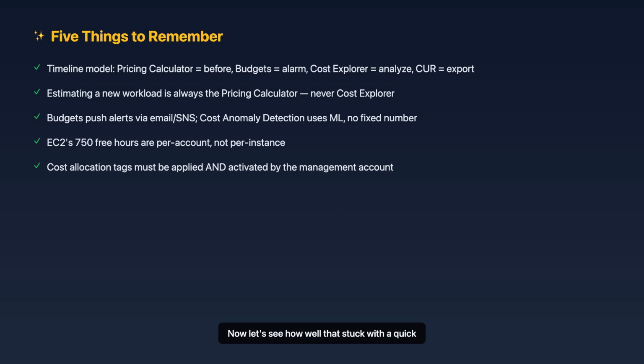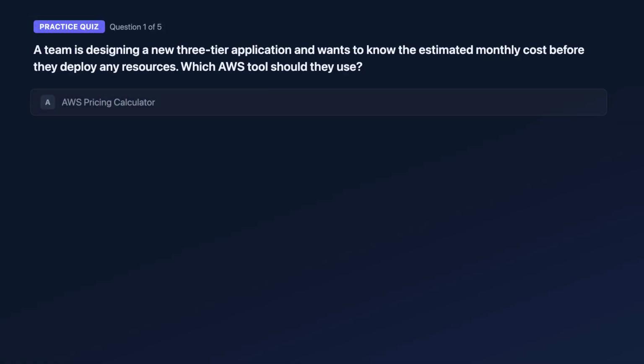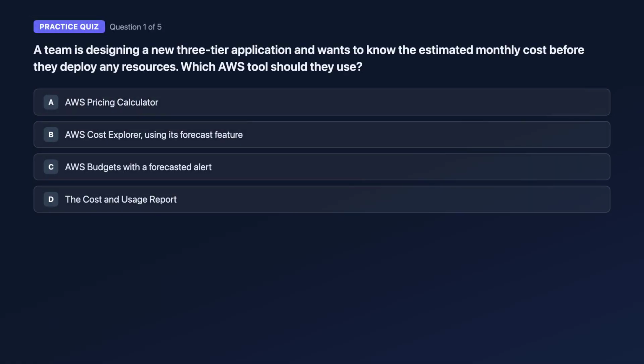Now let's see how well that stuck with a quick 5-question quiz. Let's test what you've learned. Question 1. A team is designing a new 3-tier application and wants to know the estimated monthly cost before they deploy any resources. Which Amazon Web Services tool should they use? Is it A, the Amazon Web Services pricing calculator, B, Cost Explorer using its forecast feature, C, Amazon Web Services budgets with a forecasted alert, or D, the cost and usage report? Pause here if you want more time.